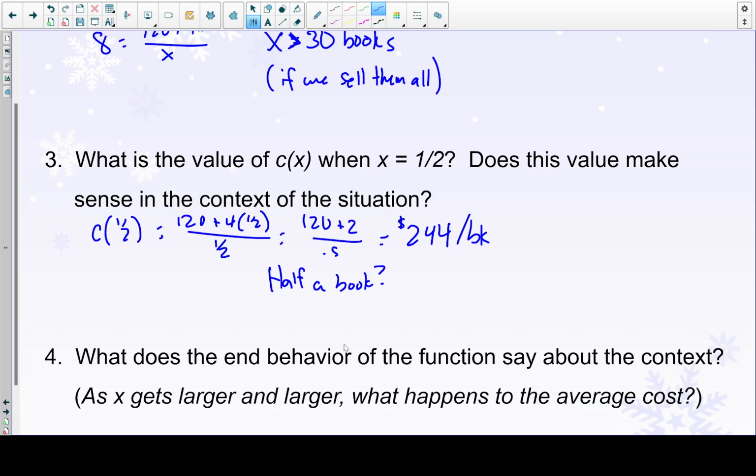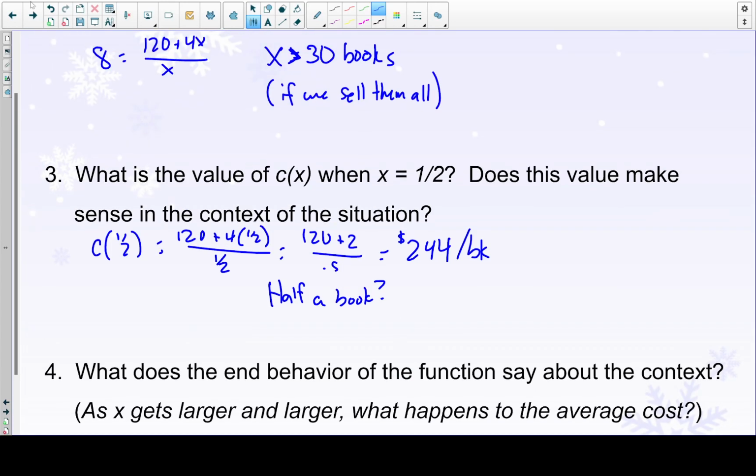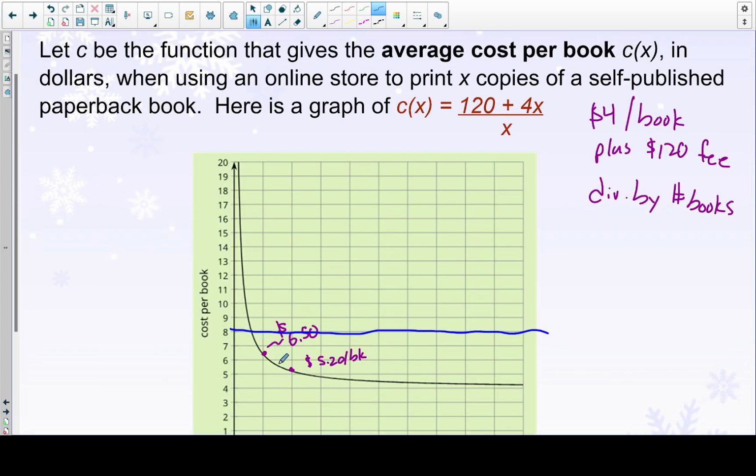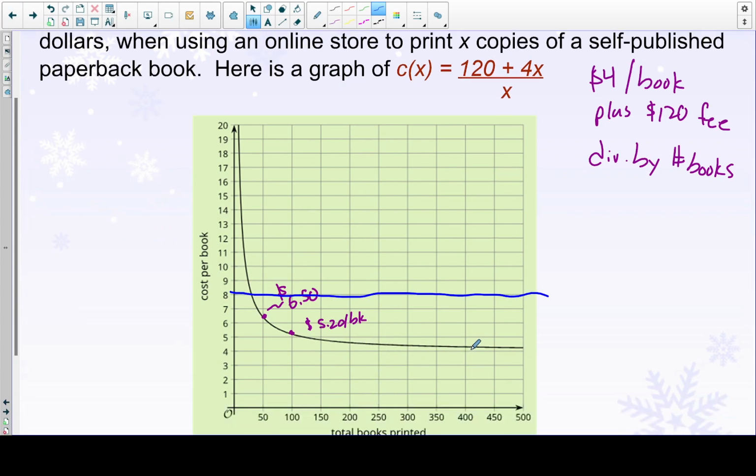Okay, next question. What does the end behavior of the function say about the context? As X gets larger and larger, what happens to the average cost? Well, let's really go back, and this is the question I was kind of prepping you for earlier. If X gets bigger and bigger and I buy more and more books, what's going to happen? Looks like it's heading towards the number 4. Now, here's my question. We know that these books are going to get cheaper and cheaper. So will it eventually reach 0?